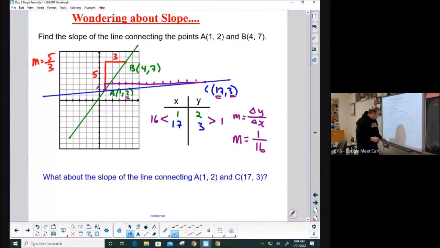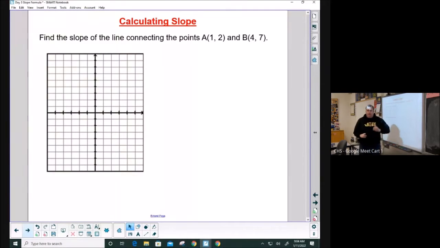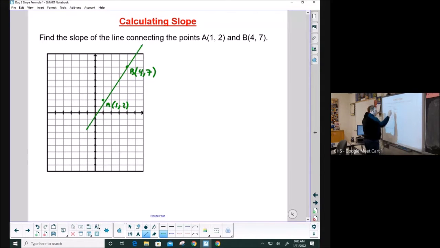Okay, let's look at this again. We're going to look at the same things, but we're going to calculate it now instead of just doing delta y over delta x. So we're going to plot those points. We're going to do that first one, and we want to see if this delta y over delta x is going to work again. So there's A, 1, 2, and B was 4, 7. Draw our line. That really wasn't a great line.